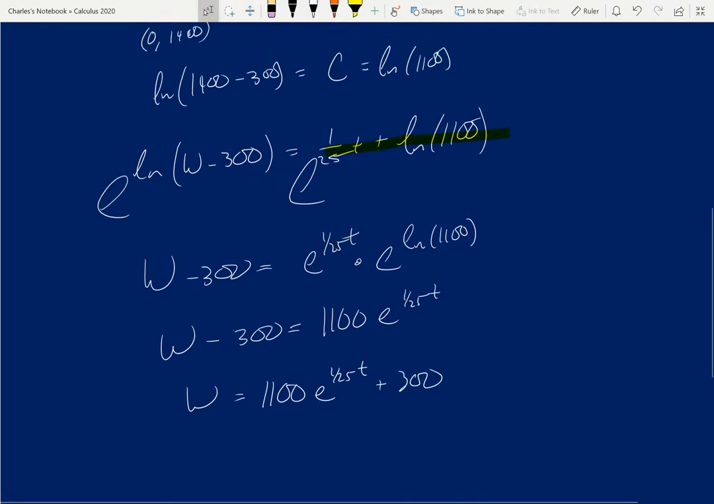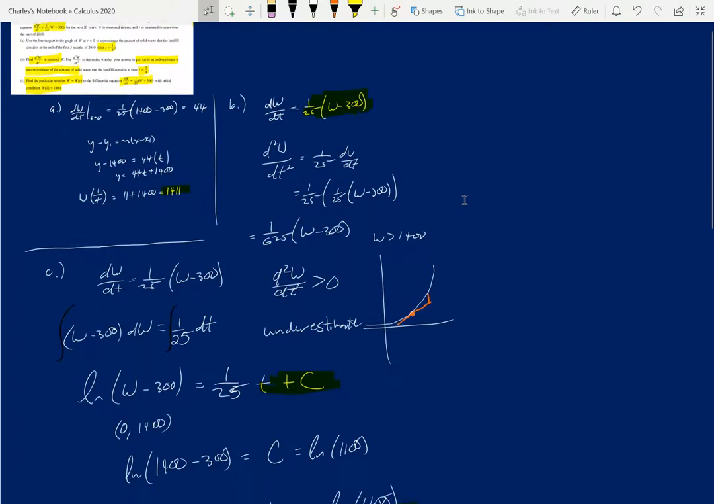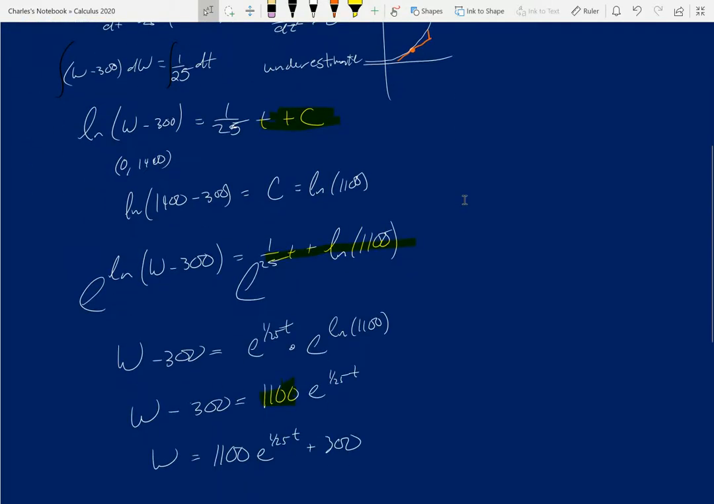And what we'll find with a lot of these differential equation problems is that the constant, which originally is additive, becomes a coefficient when you have to raise both sides to the power of e. What was added on becomes something that's multiplied at the beginning. So it's like going up an order of operations on your order of operations chart. But the final answer is W is equal to 1100 times e to the 1/25t plus 300.